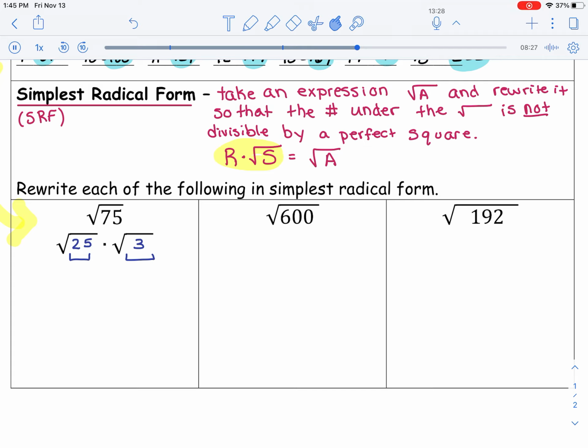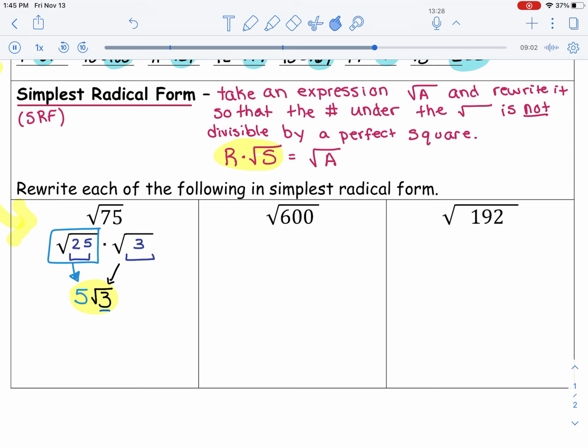Well, we know what the square root of 25 equals. That's just 5. And the square root of 3 doesn't combine with anything else, so we just leave that as the square root of 3. So 5 root 3 is my simplified or simplest radical form, because if I look at that number 3, there is no perfect square that would divide evenly into 3.